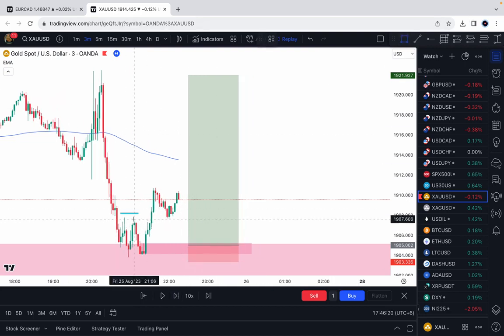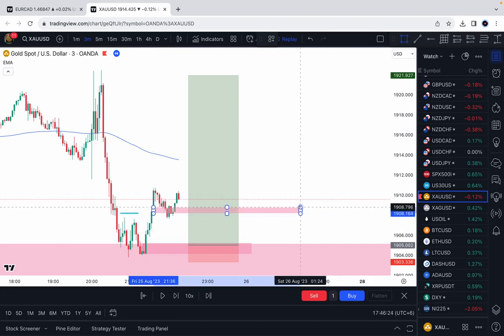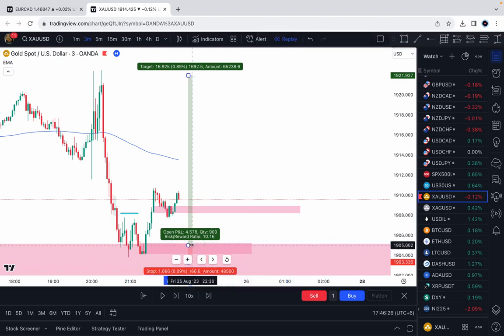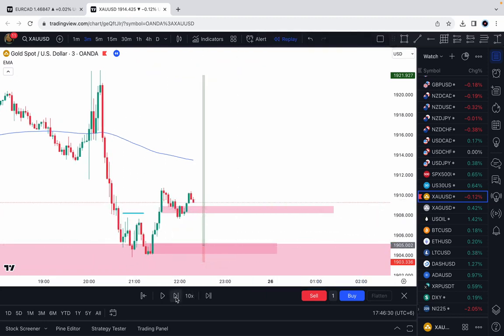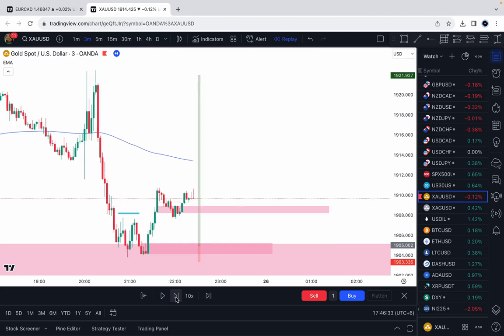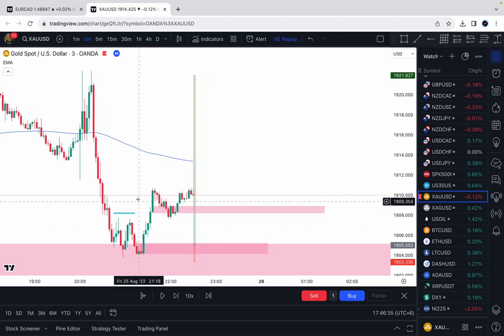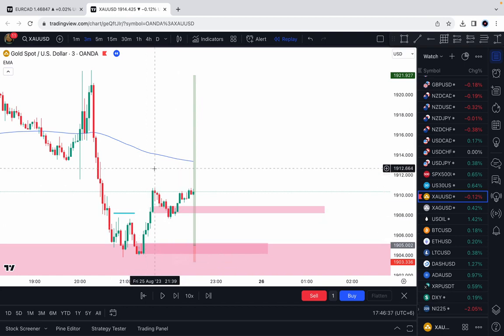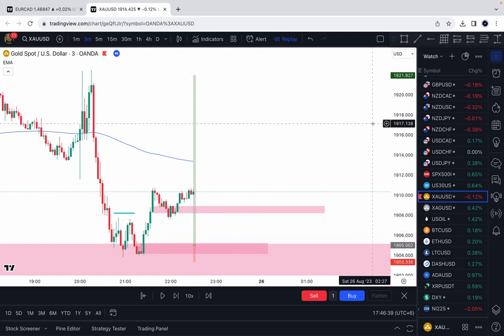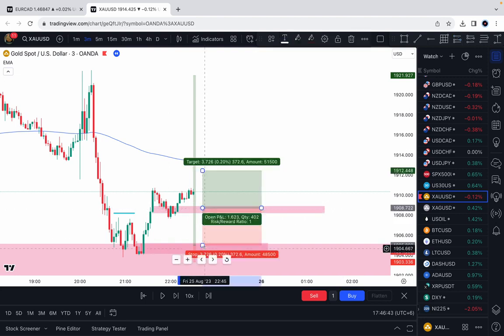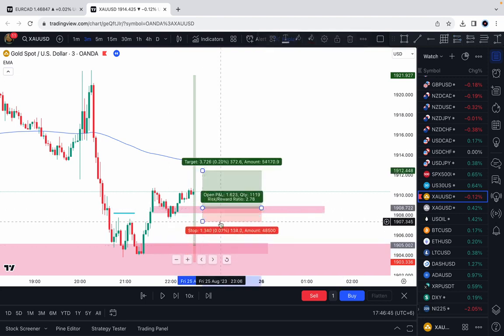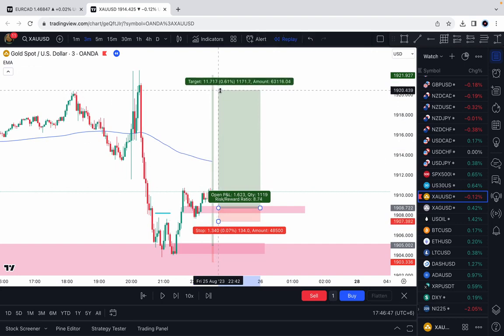Here I can see another thing. I can see another band of zones, okay. So I feel like market already broke the structure, but it also might react from this zone, so I'll take my chance here. I'll place my entry here, stop loss below this, and take profit would be here.